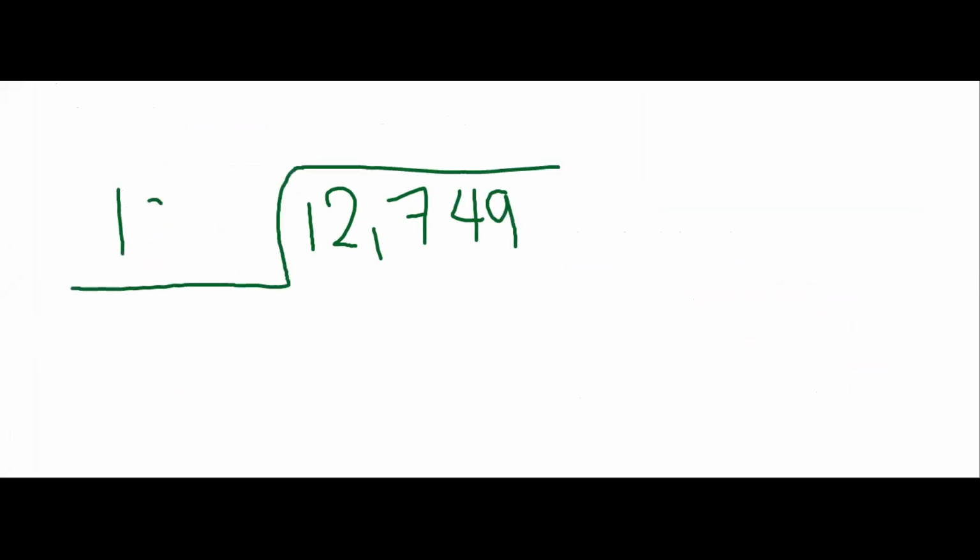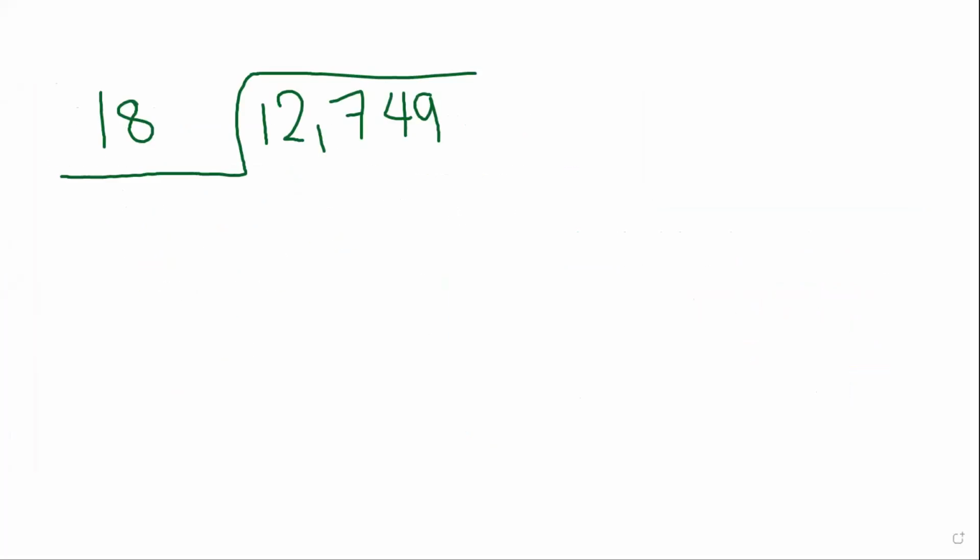So, let me write it here. 12,749 divided by 18. The first step, they tried number 7. They said that 7 times 8 is 56. 7 times 1, 7. Plus 5.